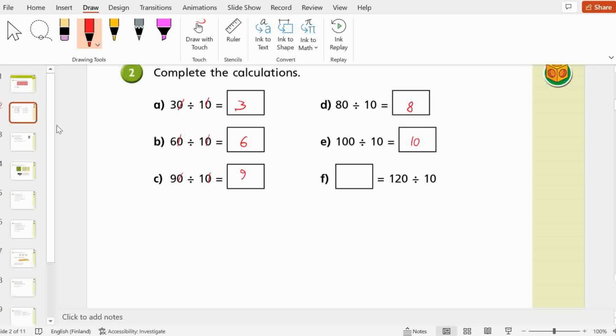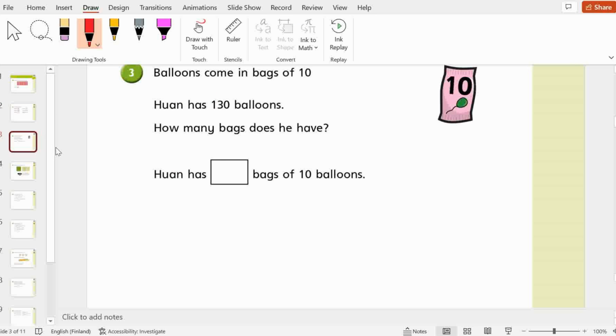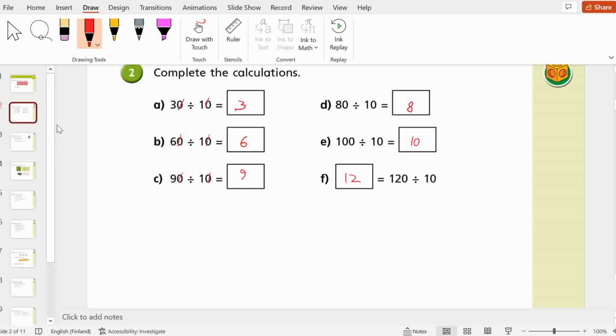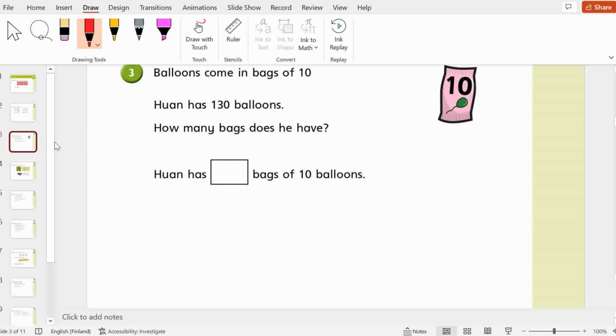And just to confuse it, they've done it back to front. 120 divided by 10. 12, yeah. It's the same. Yes? 369. Balloons come in bags of 10. We've seen these balloons before. Hawan has 130 balloons. How many bags does he have? So what do we have to work out? Good, 130 divided by 10.